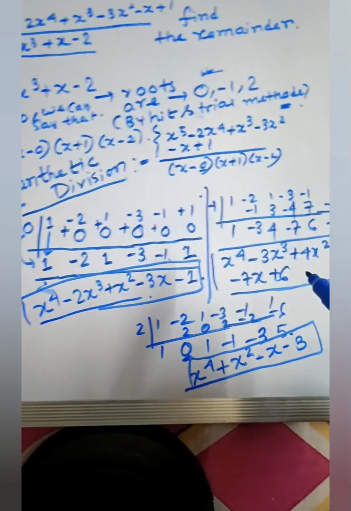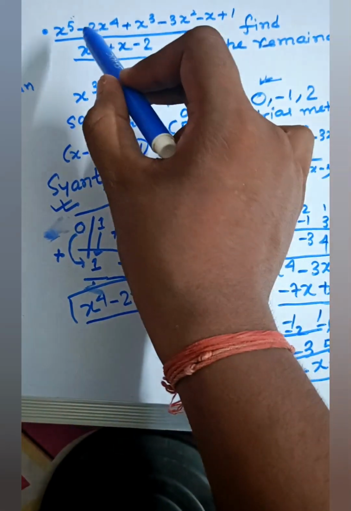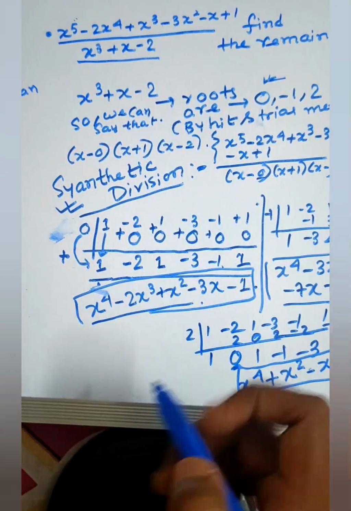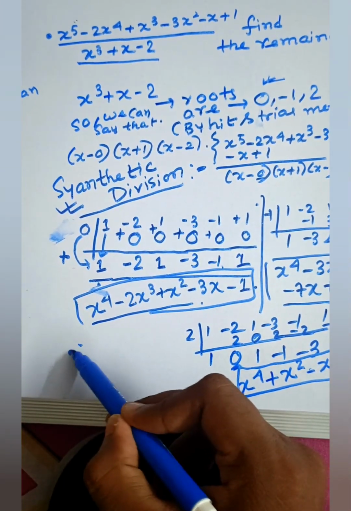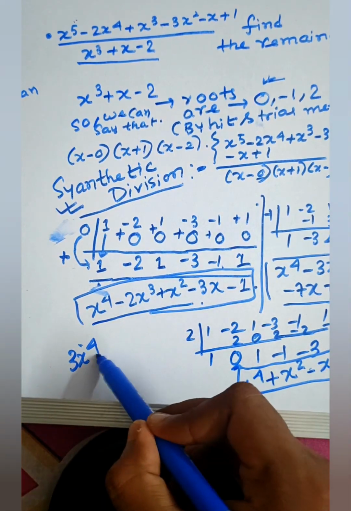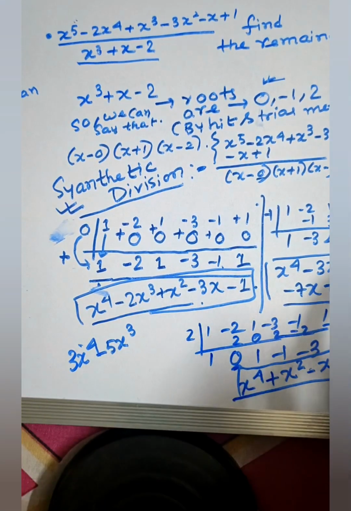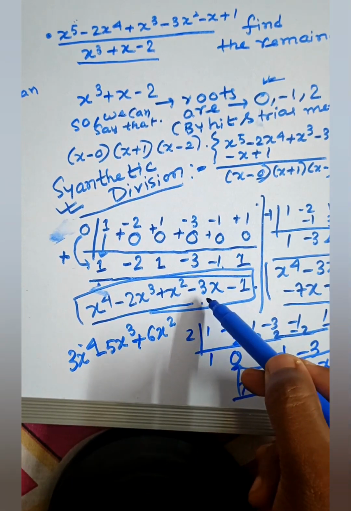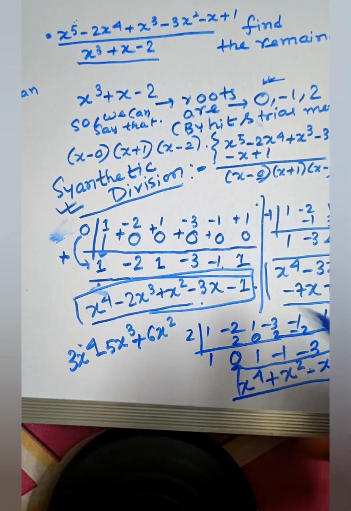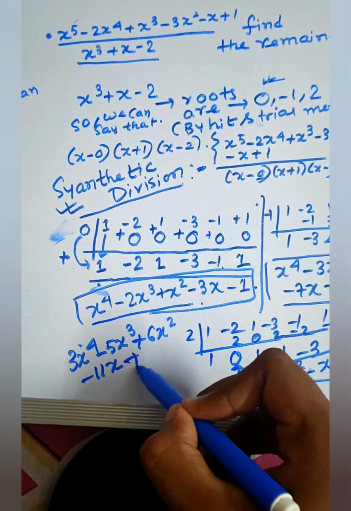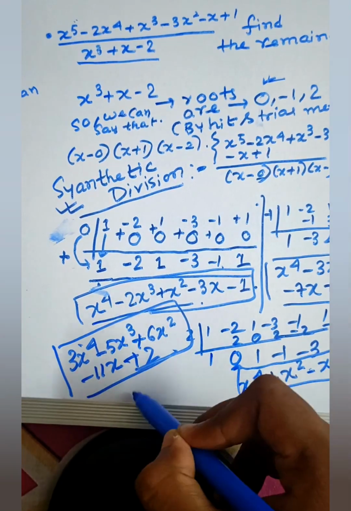So simply, here is our problem: find the remainder. The remainder will be the sum of these. So the remainder of this equation is 3x to the power 4 minus 2x cube minus 3x cube minus 5x to the power cube plus 6x square minus 3x minus 7x minus 11x plus 2. Here is the answer.